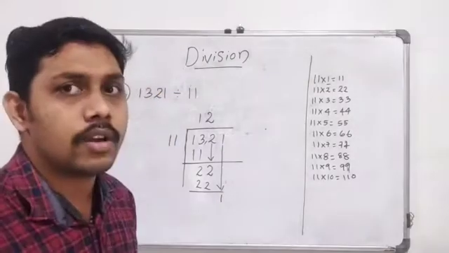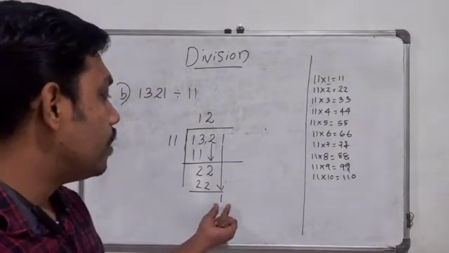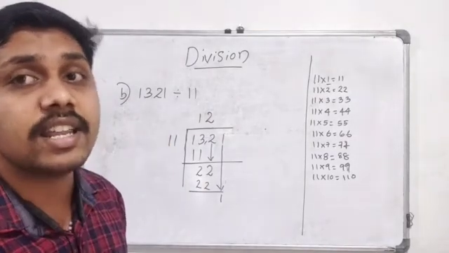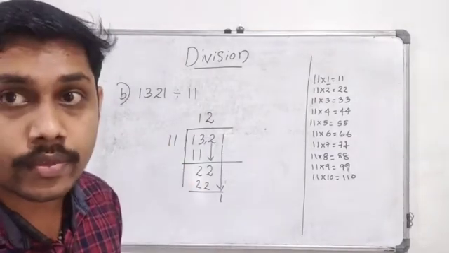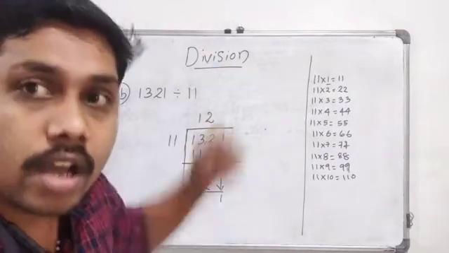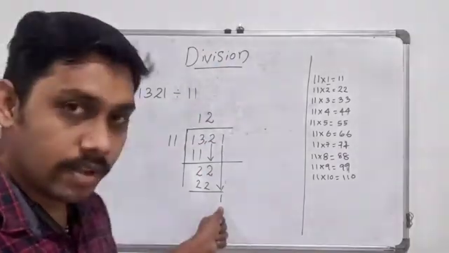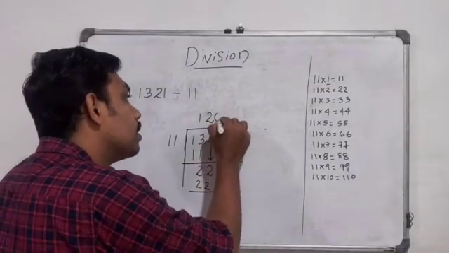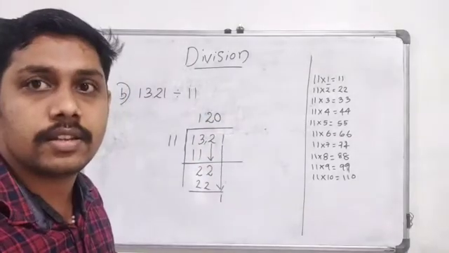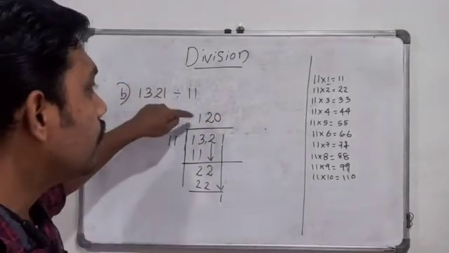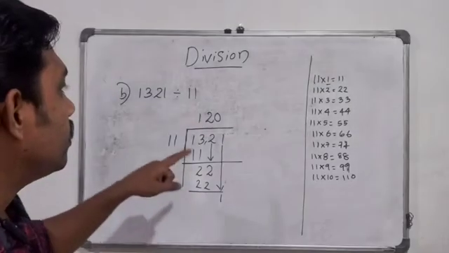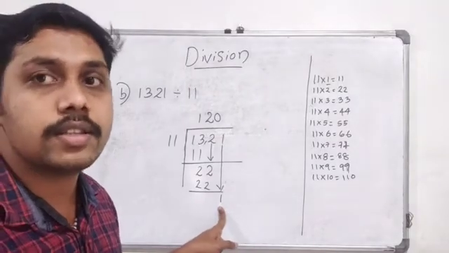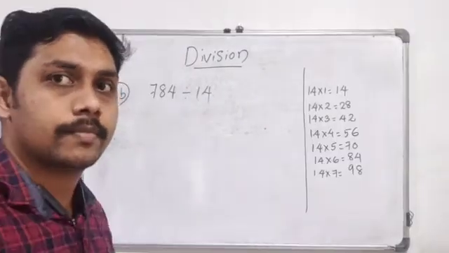In the previous class, I said that if we have a dividend which is less than the divisor, what will we do? We will put 0 in the quotient. So 1 is the dividend which is less than 11. So what will we do? We will put 0 here, isn't it? So here we have the quotient 120 and the remainder 1. So this is the answer for the second question.